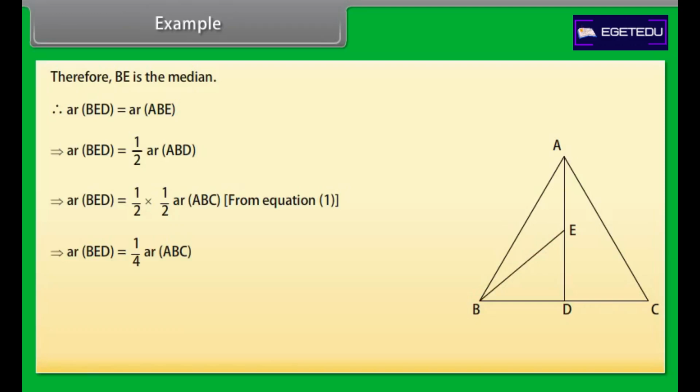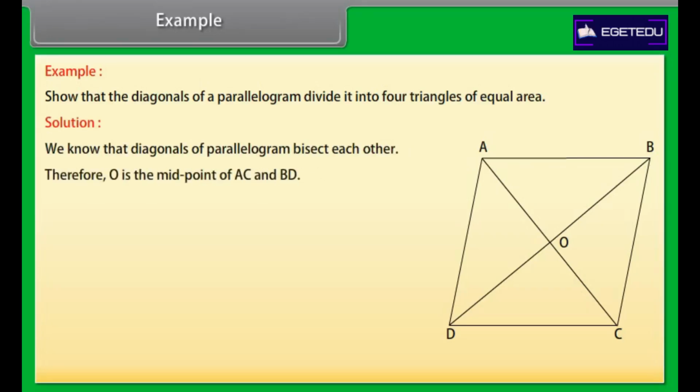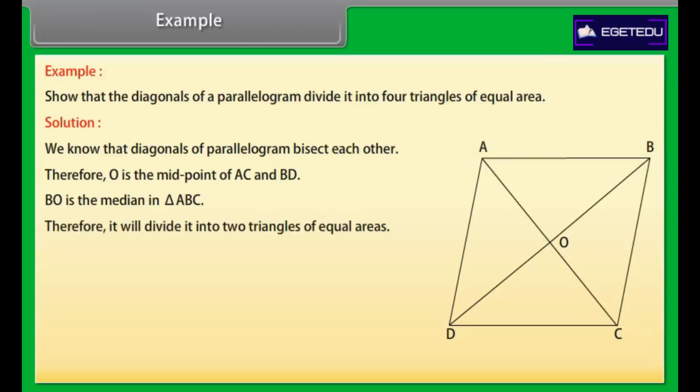Therefore, area of triangle BED is equal to area of triangle ABE, which implies area of triangle BED is equal to 1 upon 2 area of triangle ABD, which implies area of triangle BED is equal to 1 upon 2 into 1 upon 2 area of triangle ABC from equation 1, which implies that area of triangle BED is equal to 1 upon 4 area of triangle ABC.